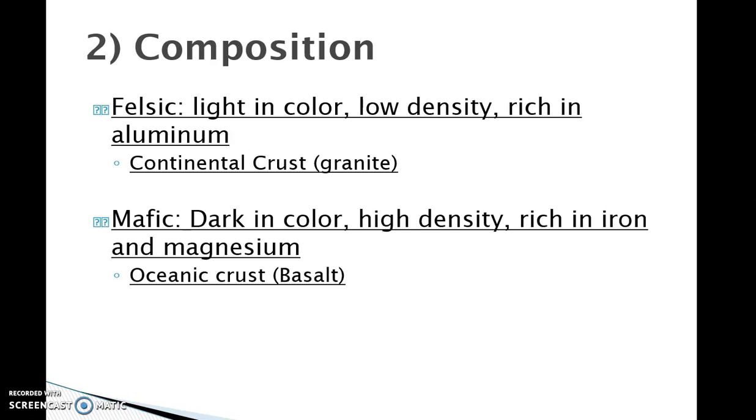Now, a great example of this might be something like the sand that you find at the beach. It's very light in color. It's very light in weight for its size. It has a low density. And actually, aluminum oxide is pure white. So the whiter the sand is, the more felsic it is.